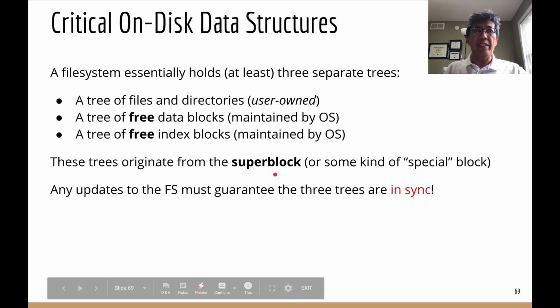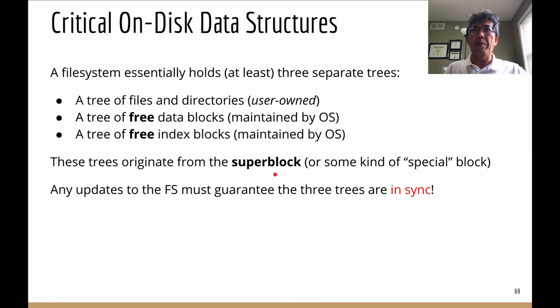By now you should understand that your file system keeps 3 different data structures in your disk. The first one is a tree of your files and directories, and the second is a list or trees of data blocks, and the third is a list or a tree of index blocks, assuming that index block allocation is the best among the other allocations.